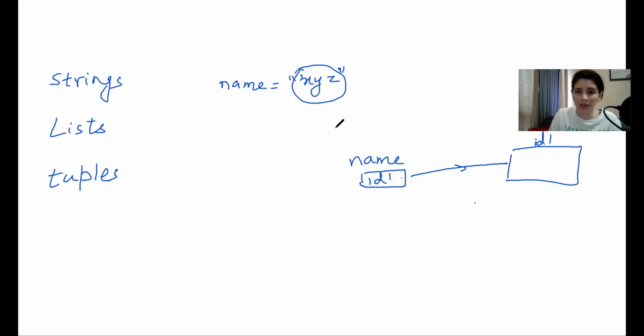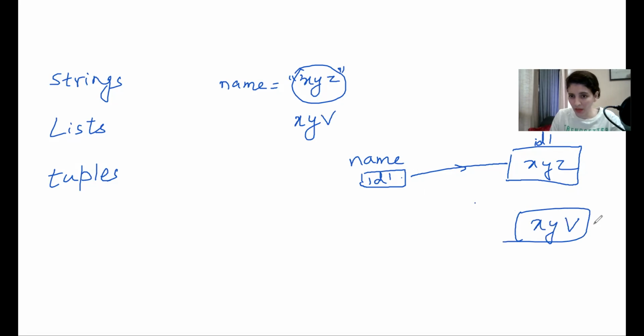And since strings are immutable, meaning you can't change the values in place, if this holds the value XYZ, you can't do modifications here. If you do any modifications, the modified string is stored in a new memory location. And let's say we changed it to XYV. So now your variable would refer to this new memory location. That is what is going to happen.